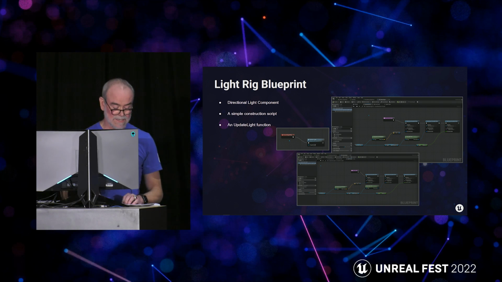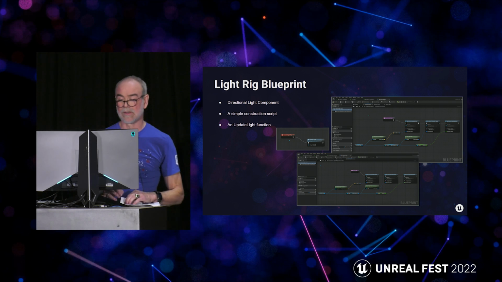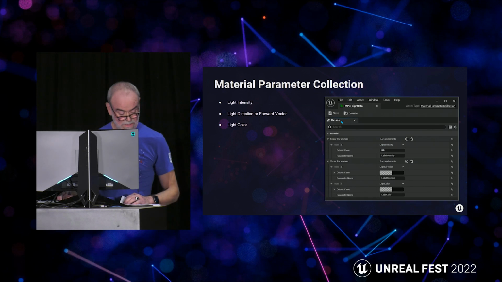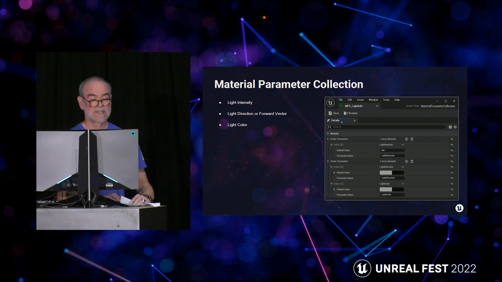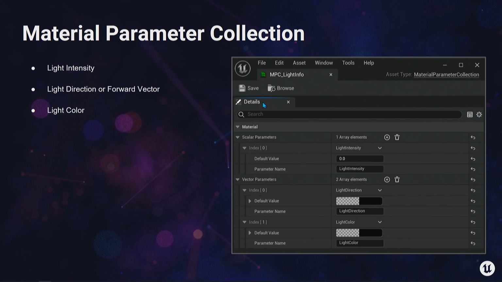So for this basic example, I'm only using the light's directional vector parameter and ignoring the color and intensity for now. This second component, the material parameter collection, is using the light rig blueprint, but it's feeding into it. And we can update these parameters within the collection. You can create more than this, but this is the three for this example. And this is key to feeding into the material. So we're going to use this data in a real-time way with the material.